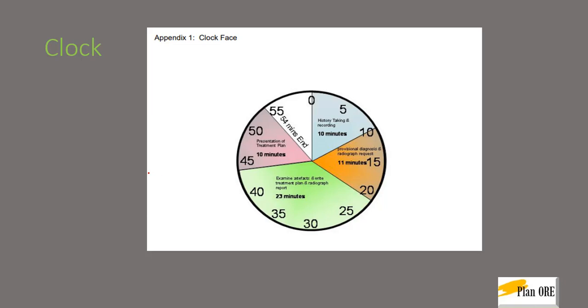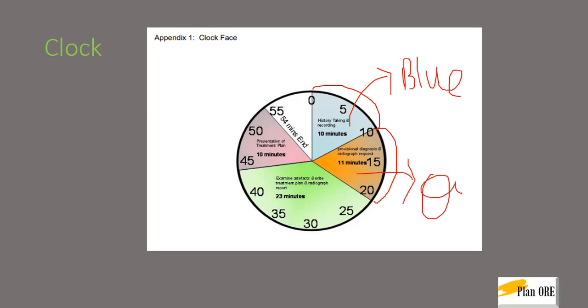This is the face of the clock which you can see in the examination, and as you can see it is divided into 4 parts and they are all color coded. So the first 10 minutes tells you that you need to finish your blue sheets. The second 11 minutes you need to finish your orange sheets. The next 23 minutes you need to finish up your green sheets. And the last 10 minutes you need to present your treatment plan to the patient.